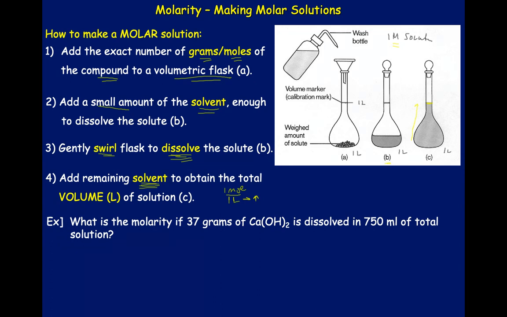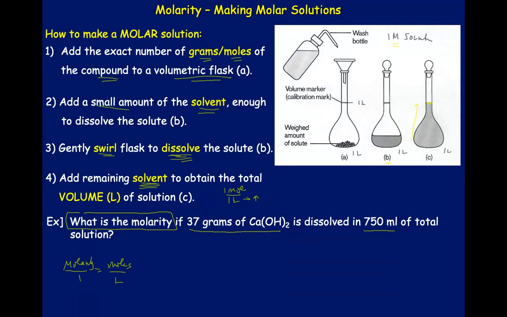Okay, so what is the molarity if 37 grams of calcium hydroxide is dissolved in 750 milliliters of total solution? All right, so they're asking you for the molarity. What I would always do is say, okay, molarity over 1 is my moles over liters. So that's always true. Now in this example, let's see what we're given. We're given 37 grams of calcium hydroxide, and we're given 750 milliliters of total solution.